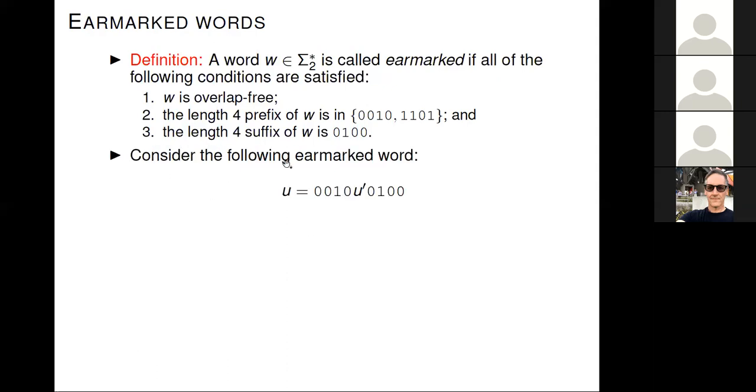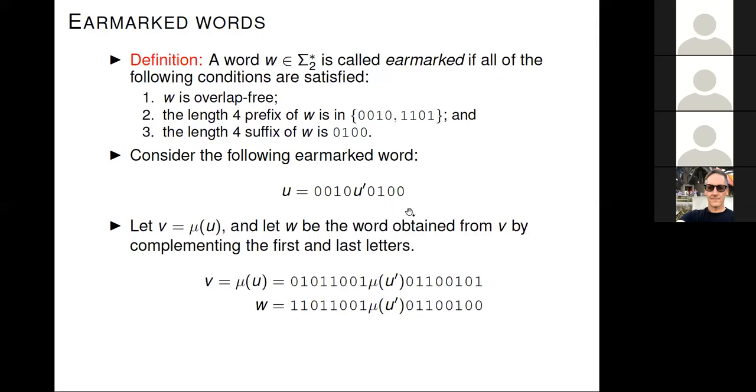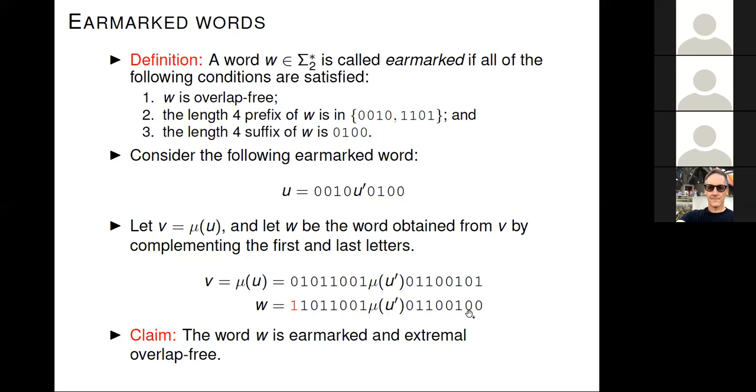So if we look at this earmarked word U, it's overlap-free and it's got prefix 0010 and suffix 0100. Then if we take its image under the Thue-Morse morphism, we'll call that V. And then we'll let W be the word that's obtained just by swapping the first and last letter of V. Then the claim is that the word W is earmarked and extremal overlap free.